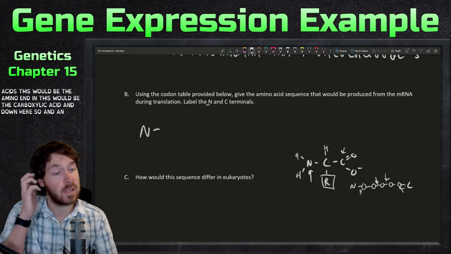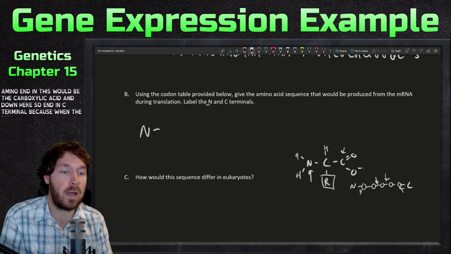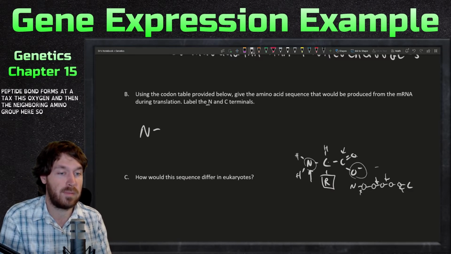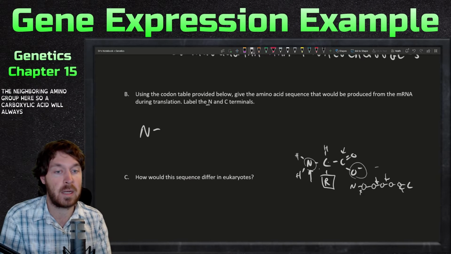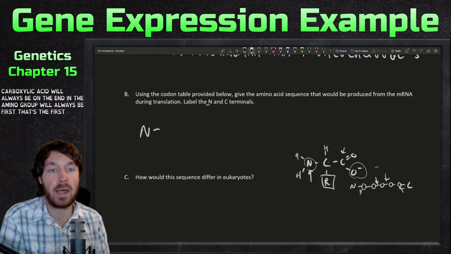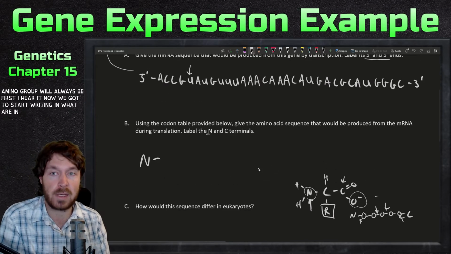So N and C terminal, because when the peptide bond forms, it attacks this oxygen and then the neighboring amino group here. So a carboxylic acid will always be on the C, and the amino group will always be first. So that's the first part here. Now we've got to start writing in what our amino acids are.